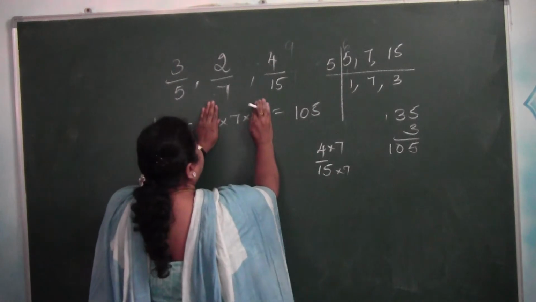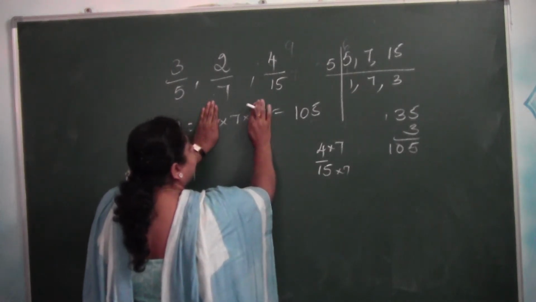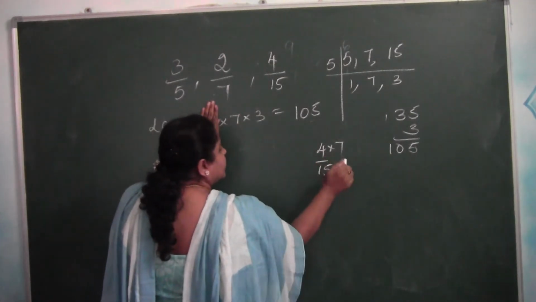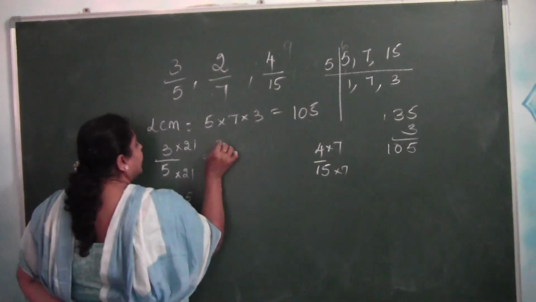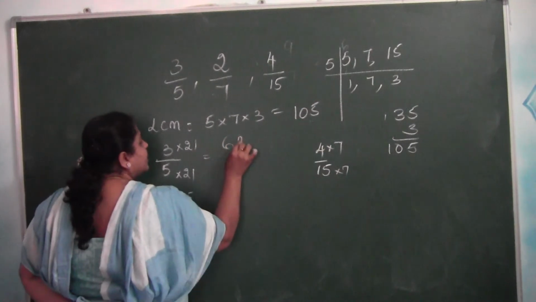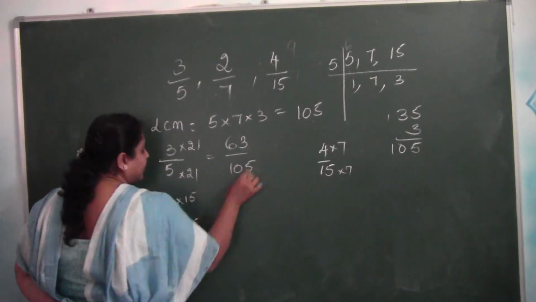So what I am doing? I am closing both. What is the number left over? 7. Into 7 into 6. Is it not easy? Okay. Now, let us multiply. 21 3s are 63 by 105.